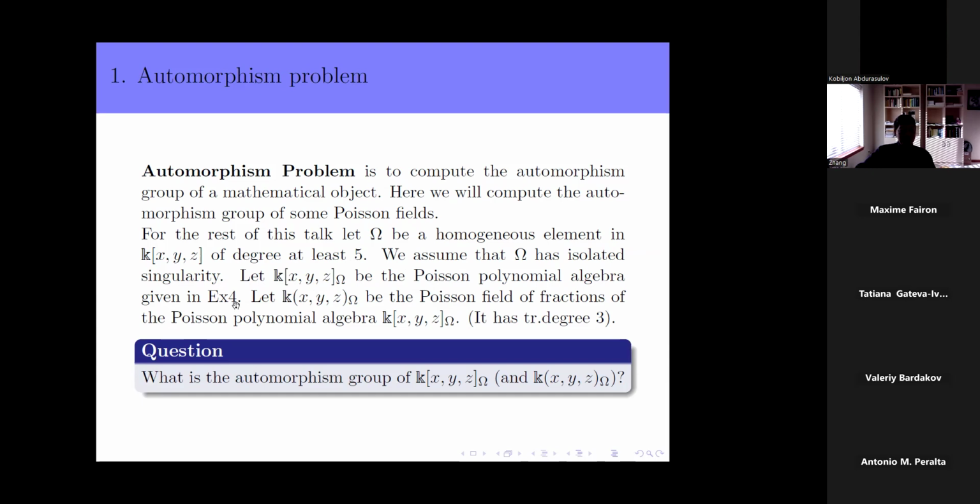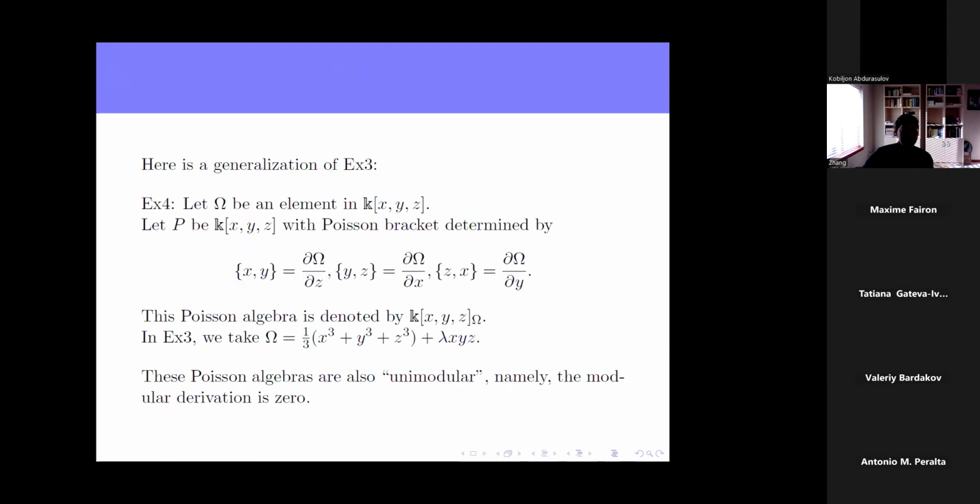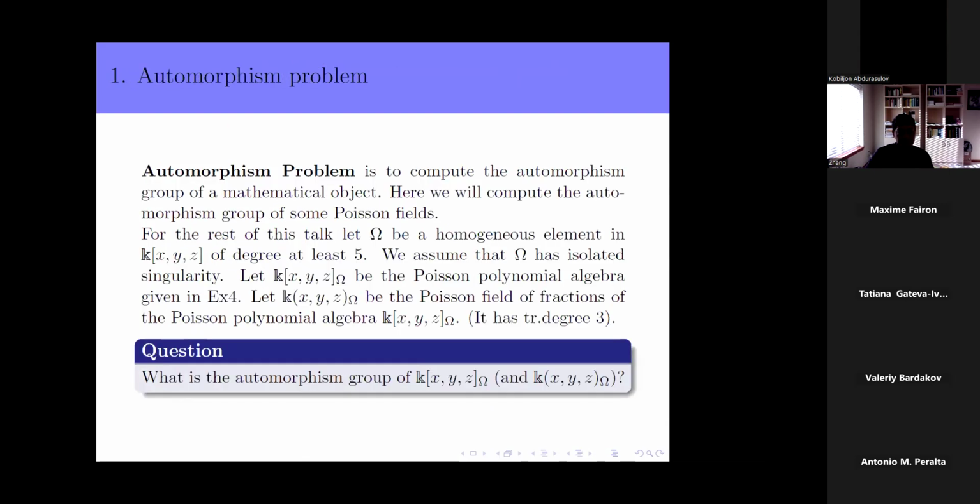example 4. Maybe we can go back to take a quick look at what the Poisson polynomial in example 4 is. First of all, it's a commutative polynomial ring in x, y, z. The Poisson bracket is determined by these generators, but you can extend this to any function in the polynomial ring of x, y, z. Okay, so this is the example we are focusing on. This polynomial ring of 3 variables has transcendence degree 3. Then if we take the fraction field, this also has transcendence degree 3. So the question is what is the automorphism group of either this Poisson polynomial ring or the Poisson field? So we're going to answer this question.